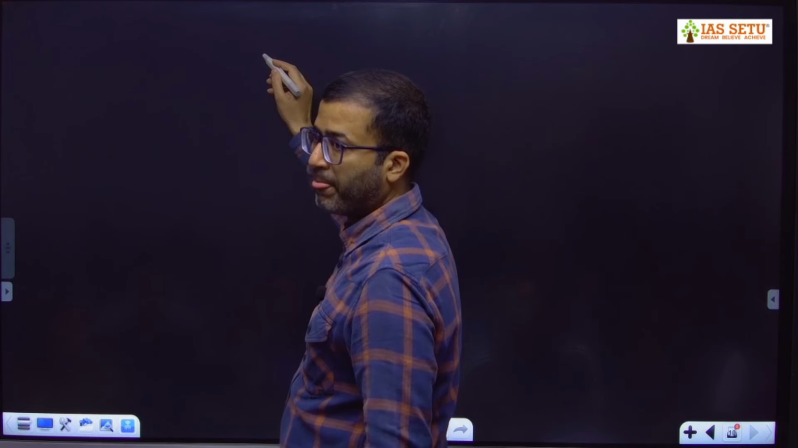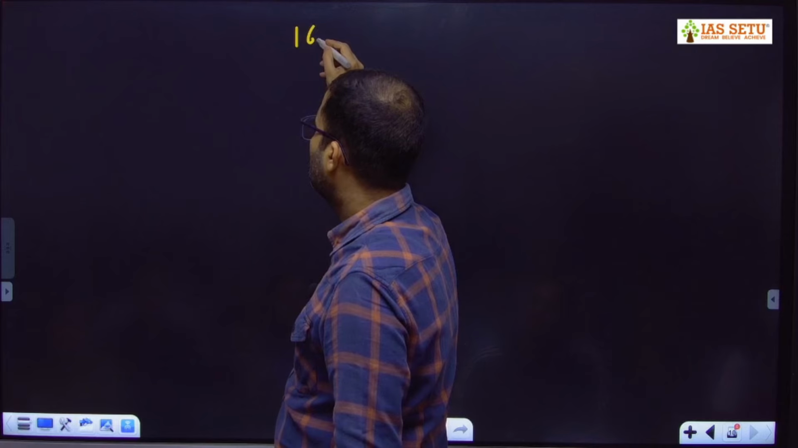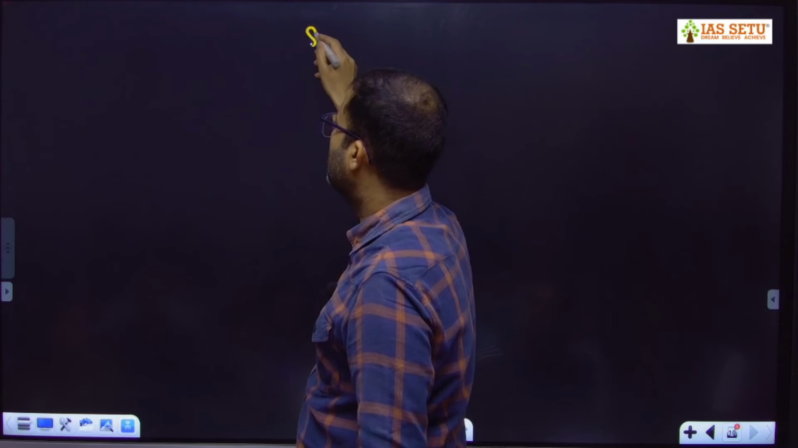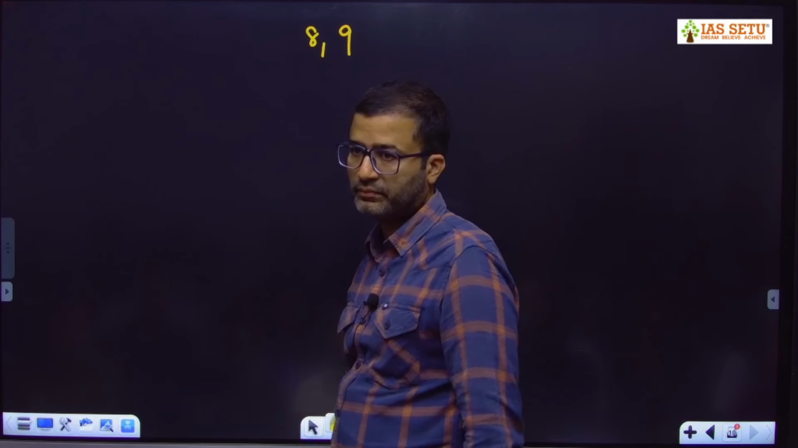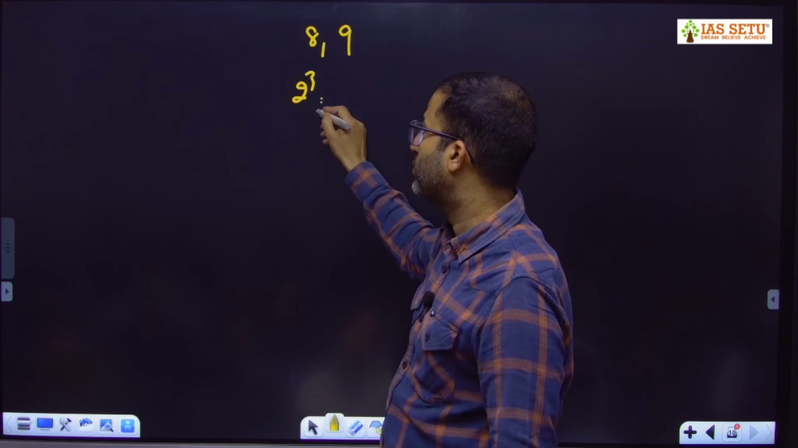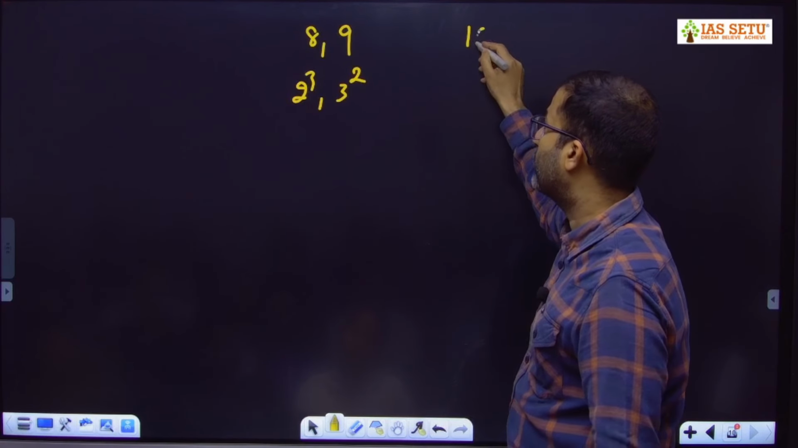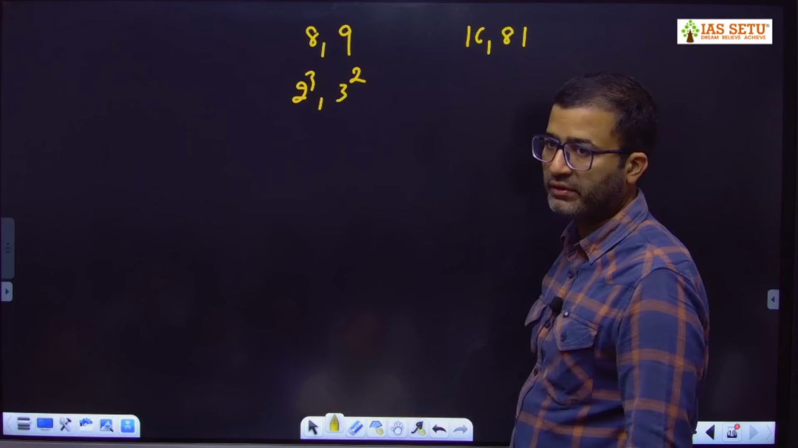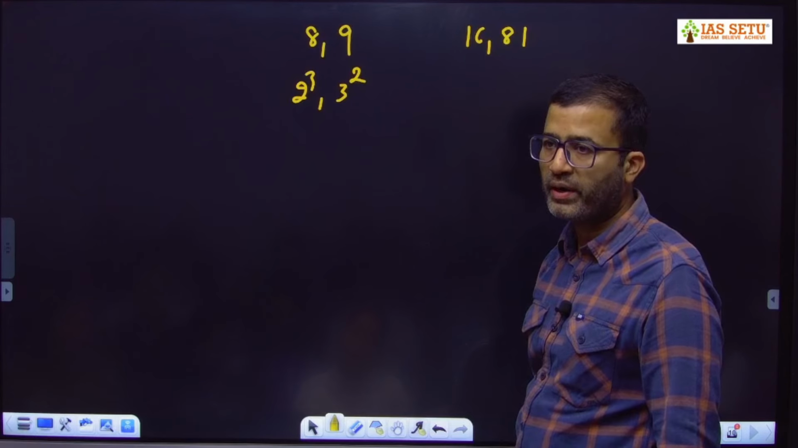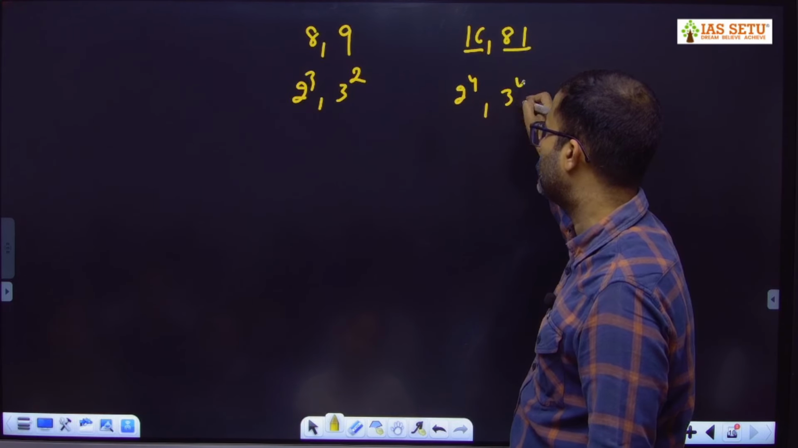Now here, for example, this is 8 and 9, and we have to check whether 8 and 9 are co-prime or not. What is 8? 2 cube. What is 9? 3 square. Now for example, 16 and 81. We have to check whether these are co-prime or not. What is 16? 2 to the power 4. What is 81? 3 to the power 4.